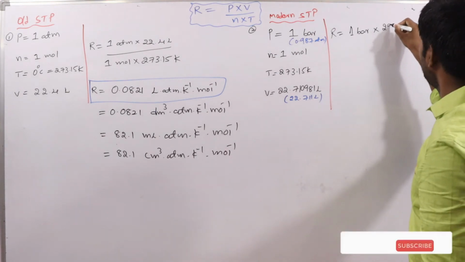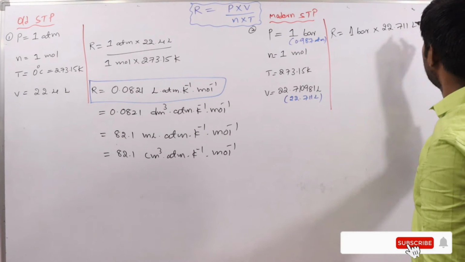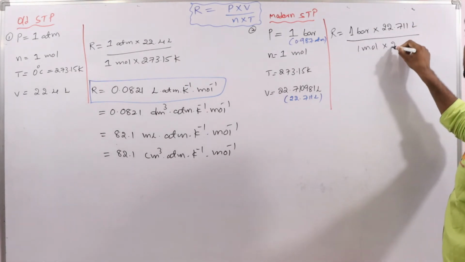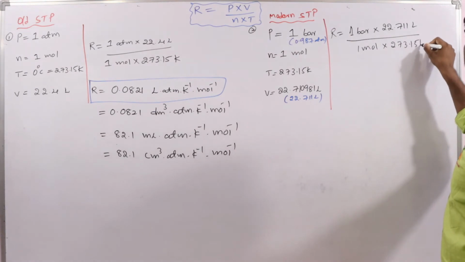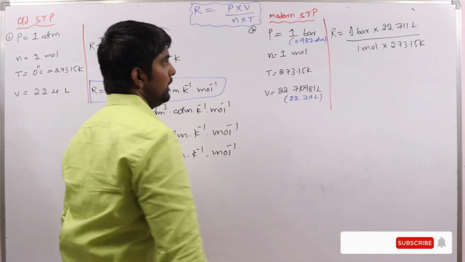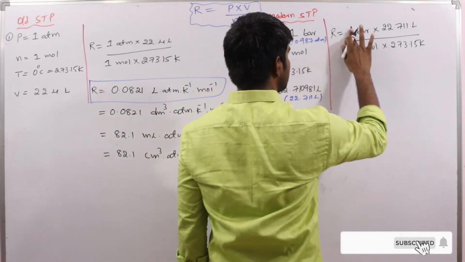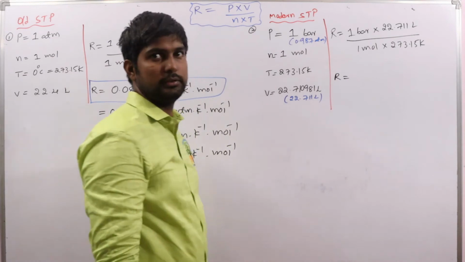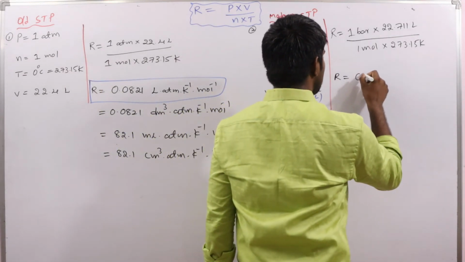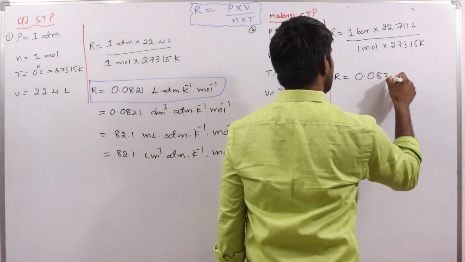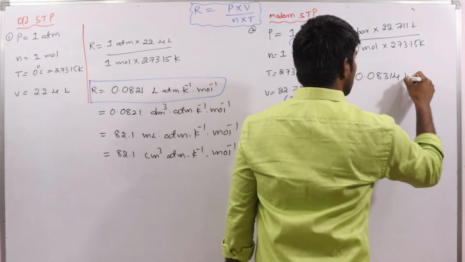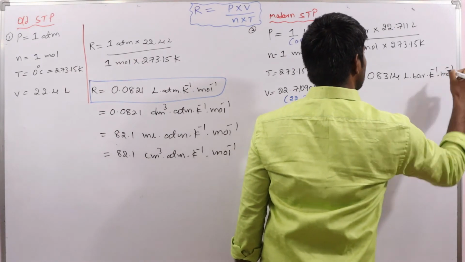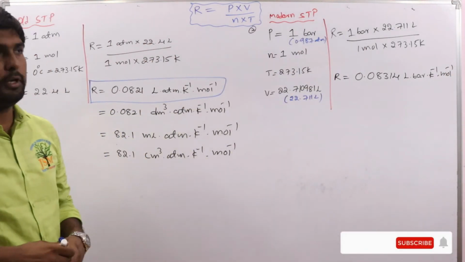Just I will take 22.711 liter by 1 mole into 273.15 Kelvin. Okay, clear? See here, after simplifications we get R is equal to 0.08314 liter bar per Kelvin per mole. Okay, liter bar per Kelvin per mole.